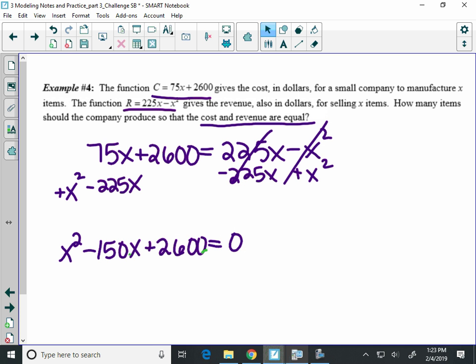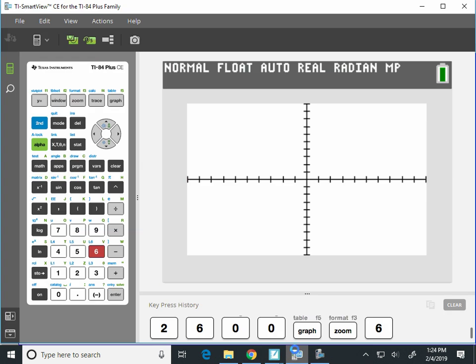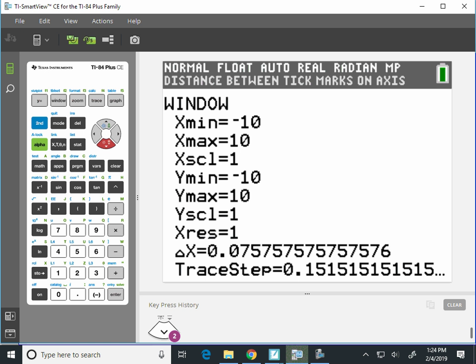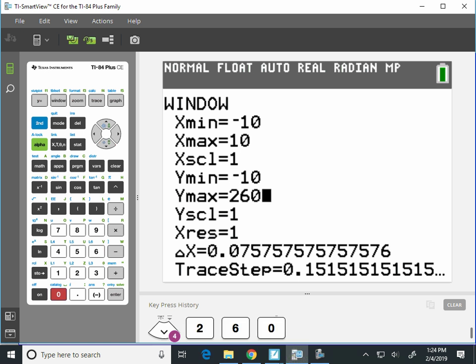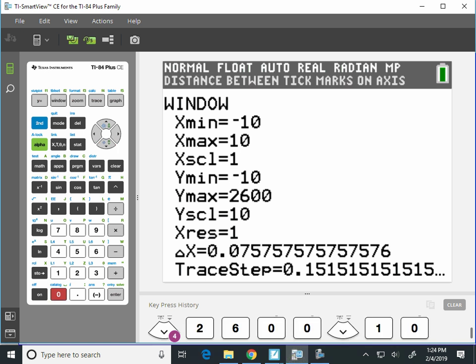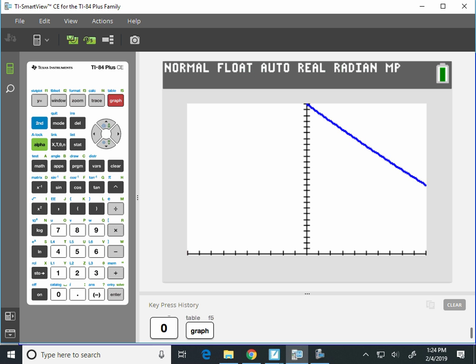When I come back to my equation, what's the y-intercept of this one? Yeah, this is your y-intercept. So I know that I need to make the y max at least 2,600. Even though we don't really know what else to do with the window, let's change the y max to 2,600. I'm going to go by 100. So when I hit graph, at least I see where the parabola is going. I can see that the parabola is coming down, and eventually it's going to come back up over here. So now I know I need to adjust my window to the right.